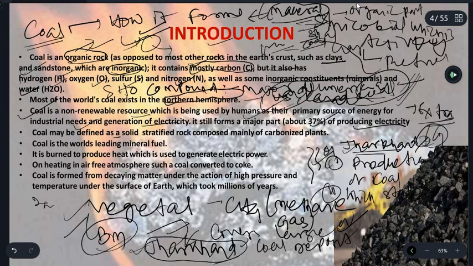Coal may be defined as solid stratified rock composed mainly of carbonized plant. As I already discussed, the source is vegetation cover.